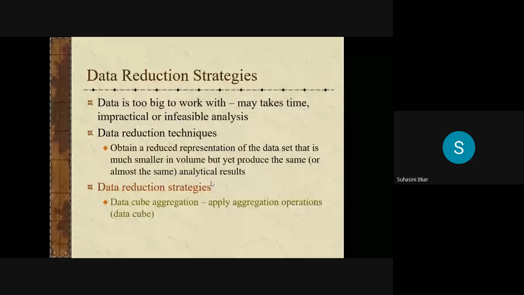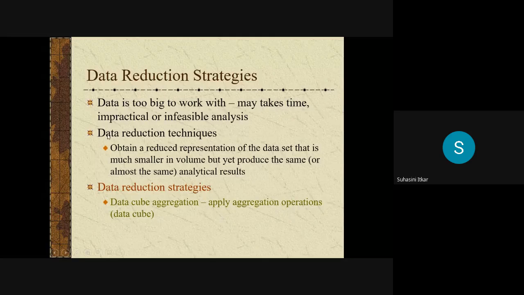I will just review what data reduction is. Data reduction is compressing the data. So how is data reduction done? We are compressing the volume by using data cube aggregation. Using the aggregation operation, that is possible. So what is this data cube? All these things are linked with the data warehouse architecture.